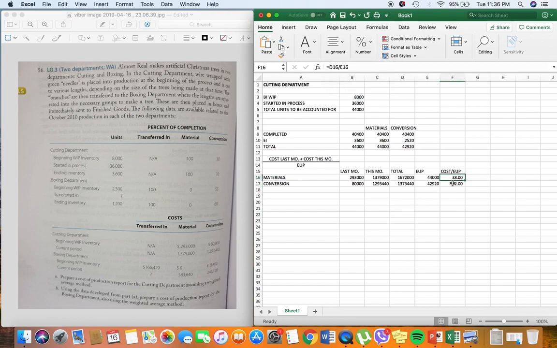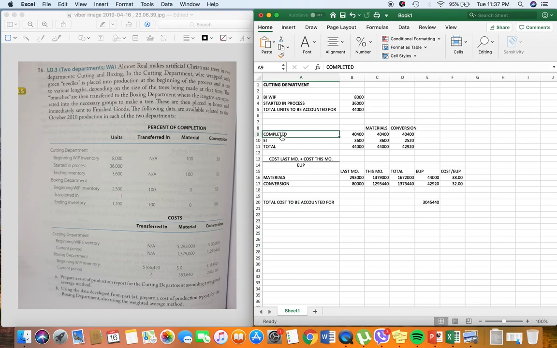Okay? So what we'll do now is compute the total cost to be accounted for. This is the third step. The total cost to be accounted for is just the sum of the current month's and last month's cost. So we simply add the totals of the materials and conversion cost last month and this month. The total cost to be accounted for is 3,045,440.